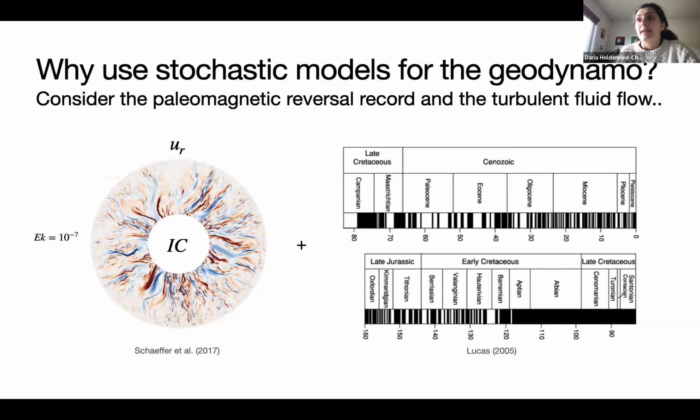In addition, if we look at the record of reversals, here it's shown for the past 160 million years, I'm sure, as you all know, reversals are not regular. There's no periodicity to them. And we have these superchrons and then periods of rapid reversals. And all this suggests a somewhat random behavior.